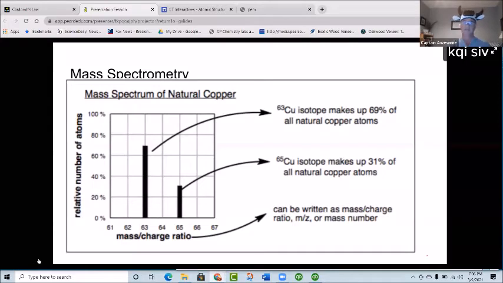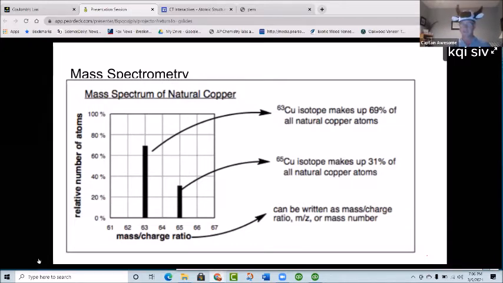Well, copper 63 makes up about 69 or 70% of all the copper that we find on the Earth. And then copper 65 makes up the other 31%. Now, how do we find the average atomic mass of copper? Well, we take the mass, 63, times the percentage, 0.69. And then we take the other isotope, the 65, times the 0.31. And once we get those two answers, we add them together.